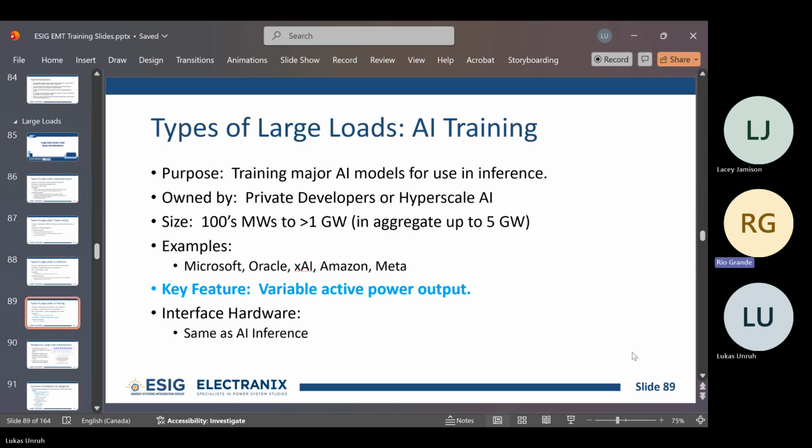And in terms of the actual hardware, these would be the same as the AI inference. So these are going to be power supplies, and there may be UPSs as well.